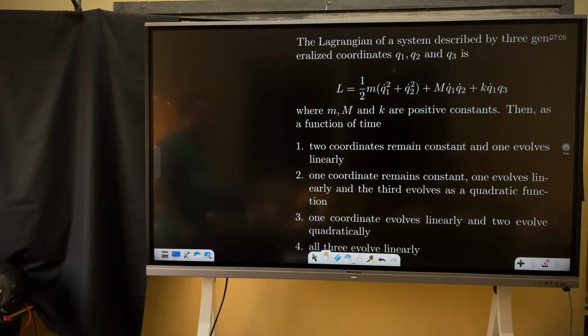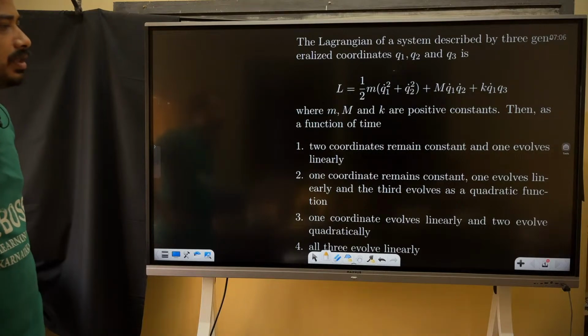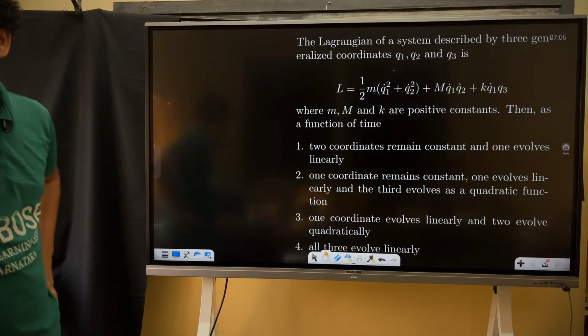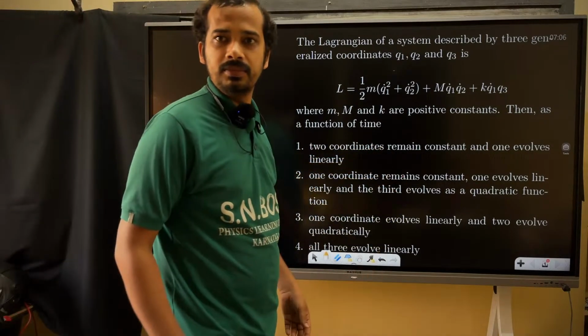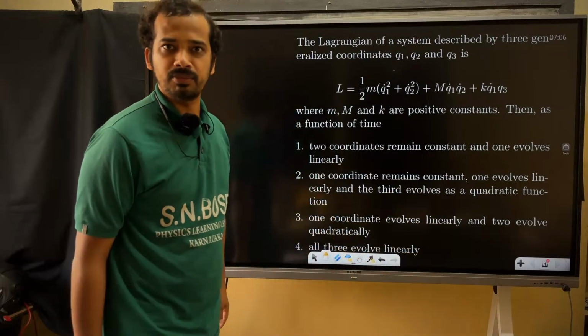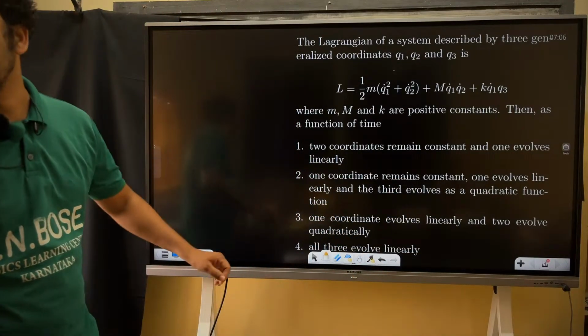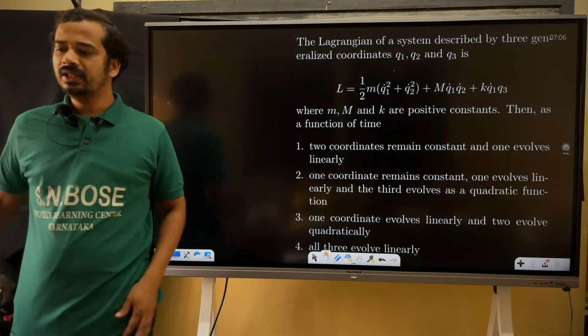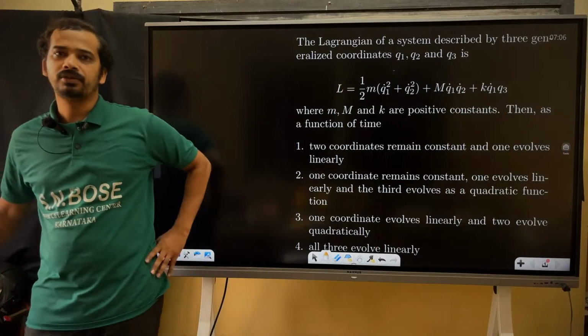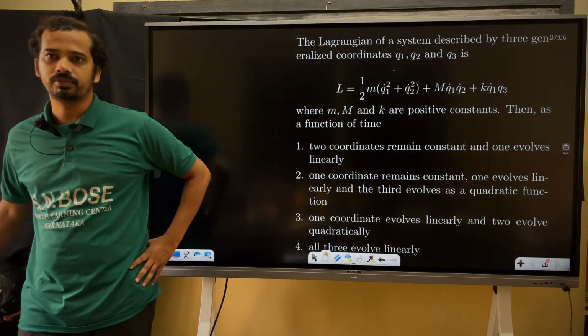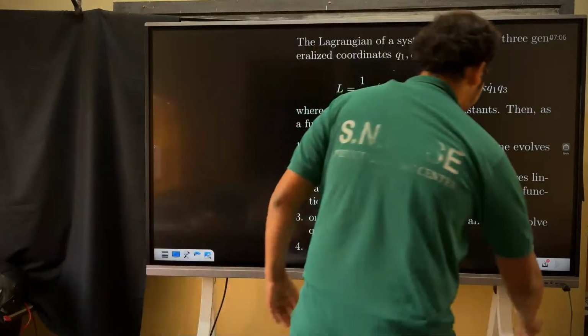Now he's asking: two coordinates remain constant and one evolves linearly. Linearly means with respect to time. Evolves means with respect to time only. So one coordinate remains constant, one evolves linearly. By just seeing the Lagrangian, you can't answer any of these. You have to solve Lagrange's equation of motion. Let me write the Lagrangian again.